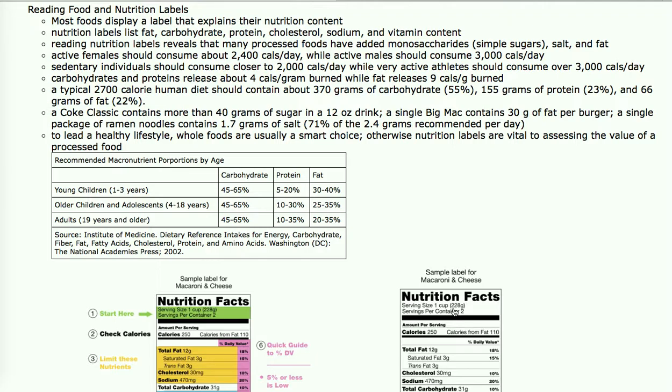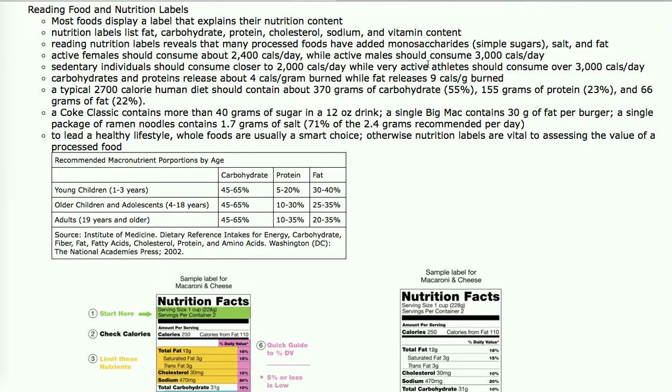Food labels will tell you how much fat, how much protein, and how much carbohydrate are in a food, as well as how much salt. A typical Coke Classic has more than 40 grams of sugar in a 12-ounce drink of soda, and you shouldn't even get 40 grams of that sugar in a day. A single Big Mac has 30 grams of fat in a single burger, and that's about half of the fat that you should take in for a day. And a single package of ramen noodles has 1.7 grams of salt, which is most of the 2.4 grams that you're supposed to max out at per day.